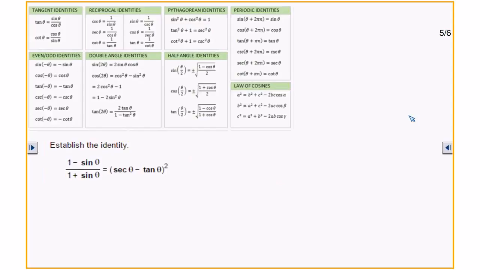I'm trying to think. You could rewrite secant as what? 1 over cosine, and tangent over what? Sine over cosine? That would be a cluster. Looks like to me shortcut number 2 might help you. I don't know. Let's see what happens when we try it.